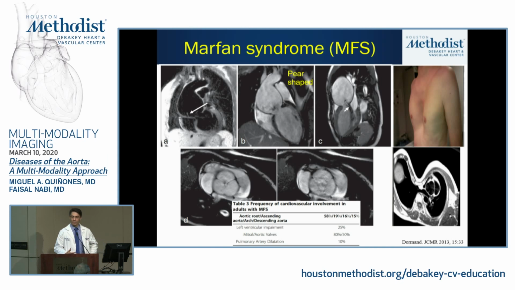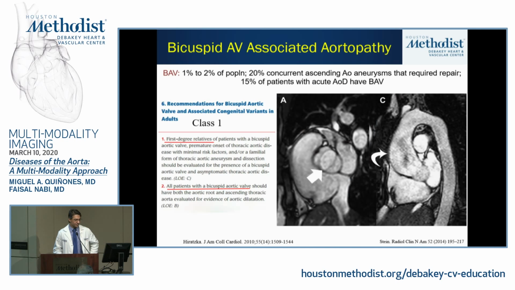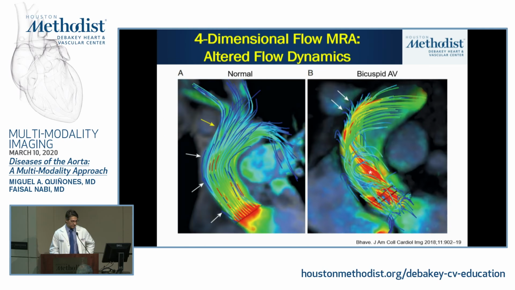MRI can be very helpful because they'll often have aortic insufficiency, and you can quantitate that as well. So, just an example of a typical board question of an aorta, and ask you what's the diagnosis here. Bicuspid aortic valves also have an associated aortopathy. Bicuspid valves, as you know, are 1 to 2% of the population, but 20% will have a concurrent ascending aortic aneurysm. So it's important to screen these patients, and that is recommended by the guidelines.